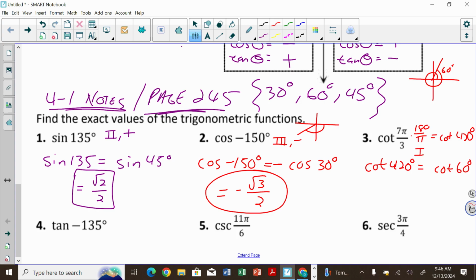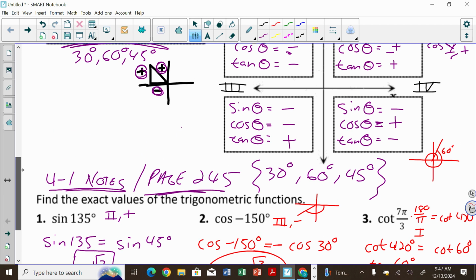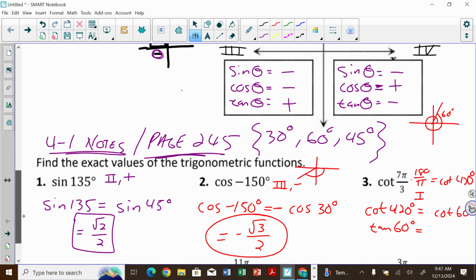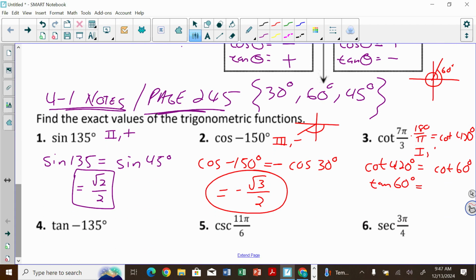Now I'm talking about tangent here because my notes don't really have the ratios for cotangent, I don't think, unless they do in 4-1. But if I go tangent of 60 degrees, I know the chart on page 245 just has sine, cosine, tangent. So it's quadrant 1, and tangent is positive in quadrant 1, so I shouldn't make it negative. I know we're in quadrant 1, which makes it positive, so I can keep it like that. Tangent of 60 degrees is the square root of 3.